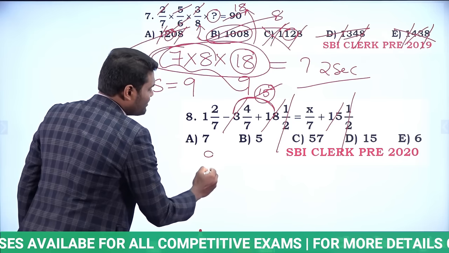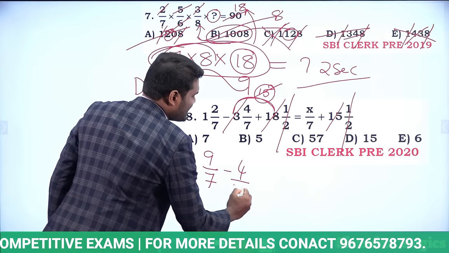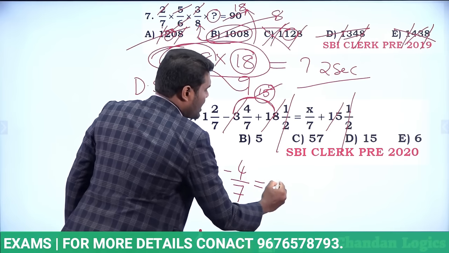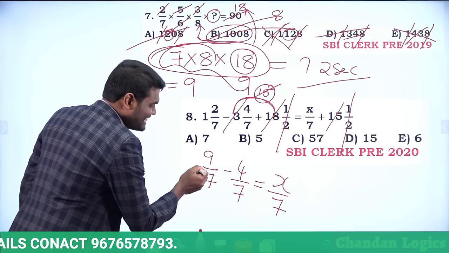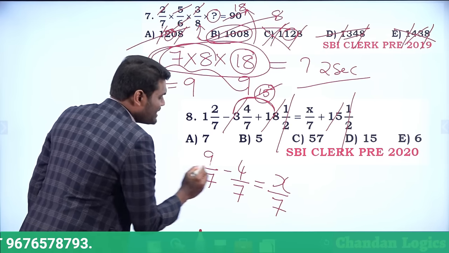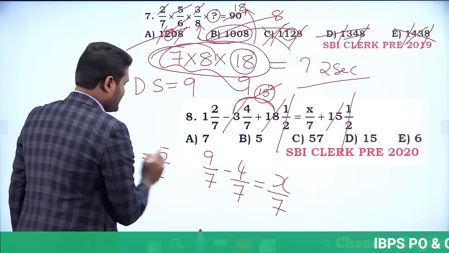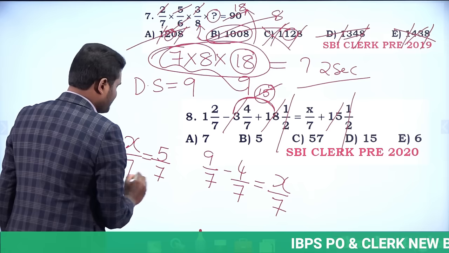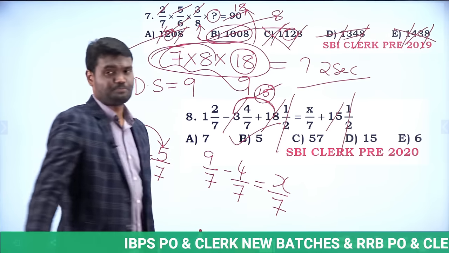1 2 by 7 is nothing but 9 by 7, minus 4 by 7, is equal to x by 7. If you take the LCM, 9 minus 4 is 5 by 7. So 5 by 7 is equal to x by 7. We are supposed to find the value of x. The value of x is nothing but 5.